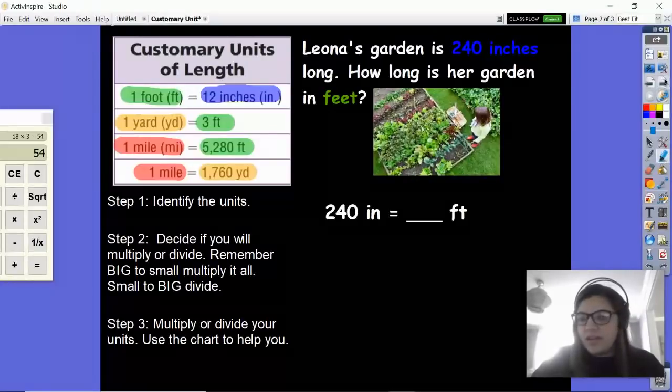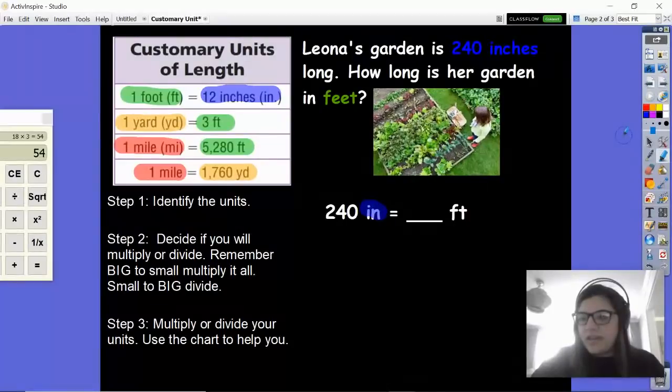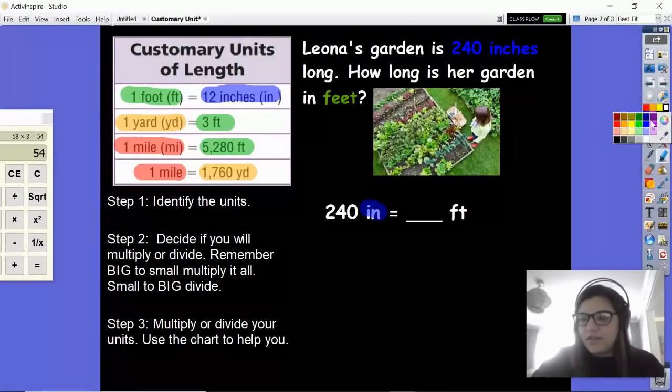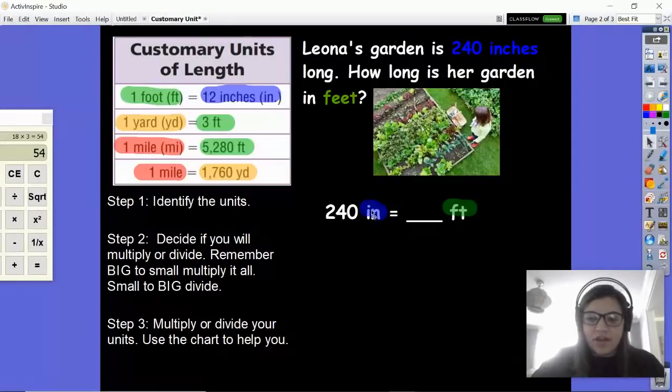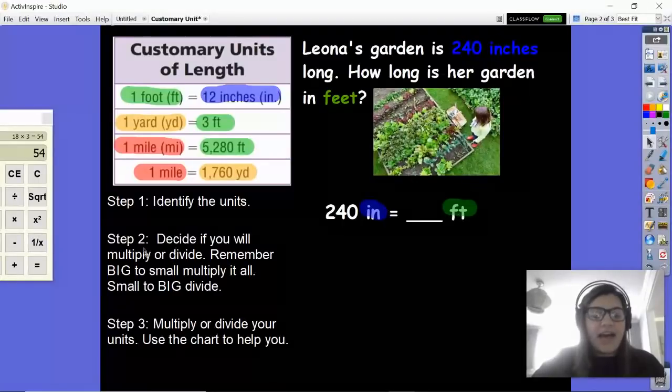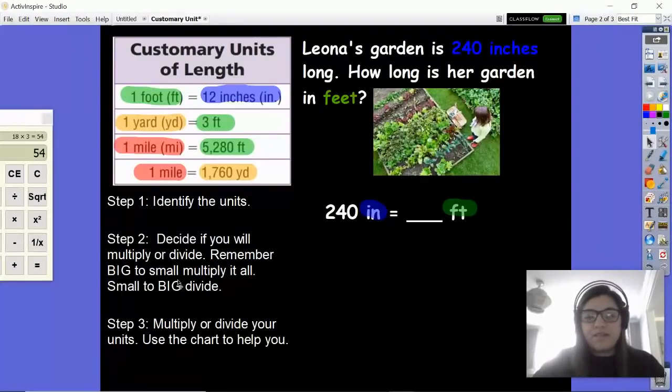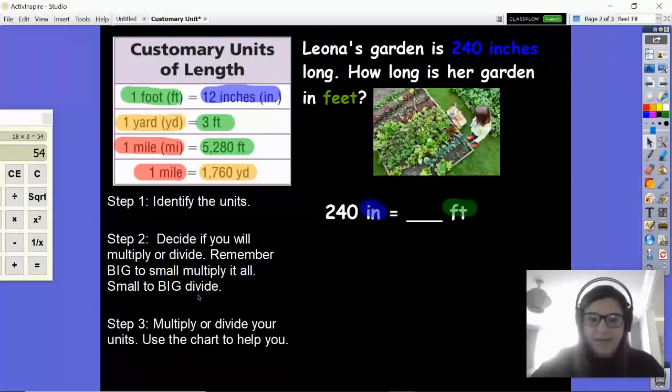My units are inches, which I'm going to highlight in blue, and my other unit is feet, which I am going to highlight in green. So now that I know what my units are, inches and feet, I have to go to step 2. Decide if you will multiply or divide. Remember, big to small, multiply it all. Small to big, divide. So let's go back up and take a look at our chart.